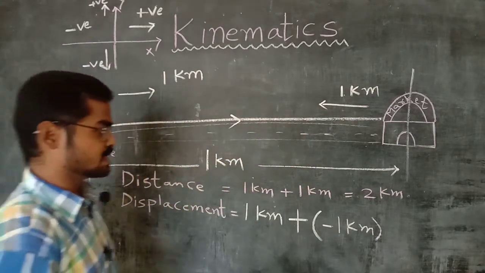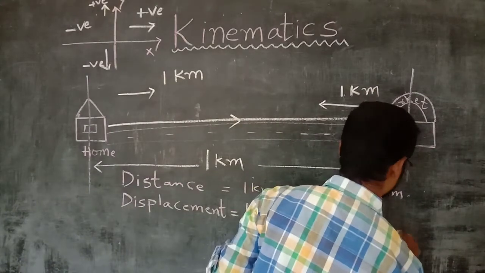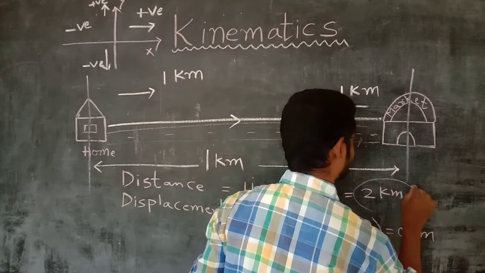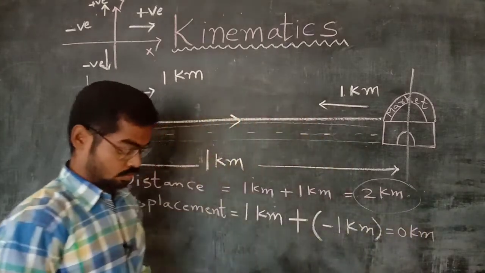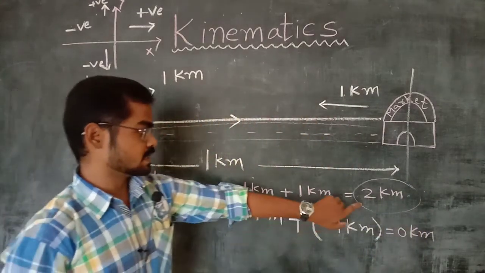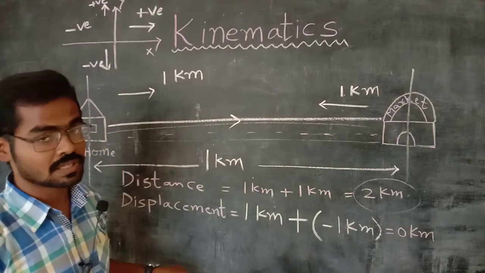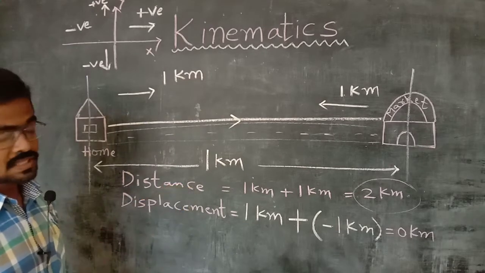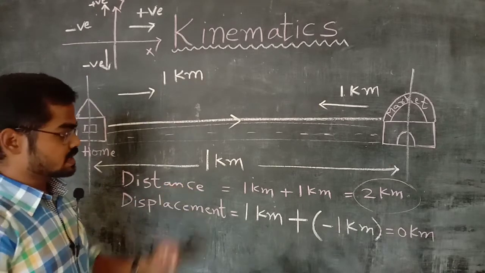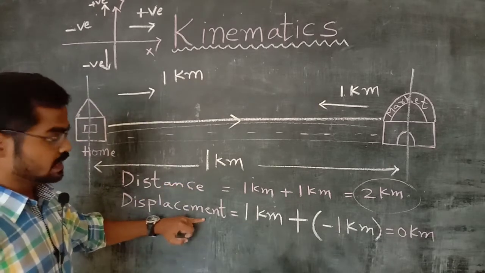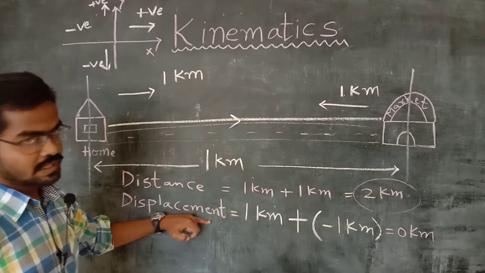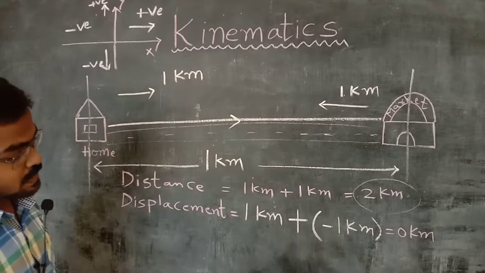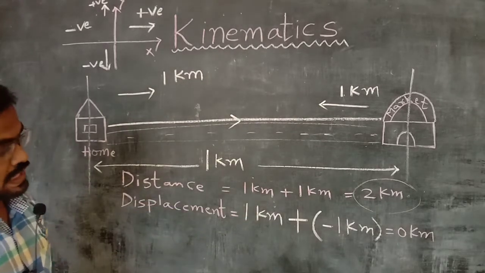So plus 1 minus 1 is equal to how much? 0. But in actual, the person has covered 2 kilometers of distance. So here the answer is: the distance is 2 kilometers and the displacement is 0 kilometers. So always remember, distance gives us the true path length which a person has traveled. Displacement is calculated by using direction. It is a vector quantity. So you may get displacement positive, 0 as well as negative.